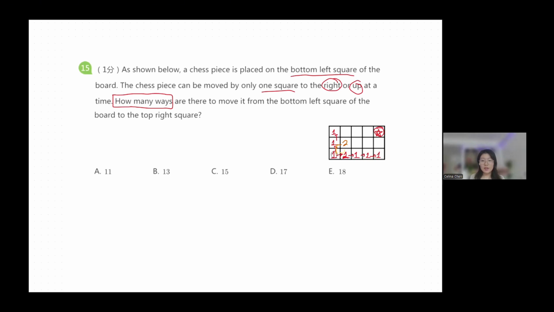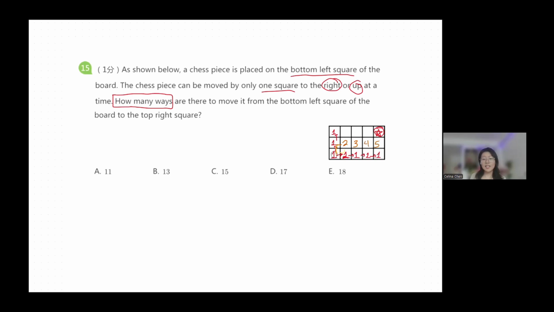Now let's try this center block right here. How many paths are there to get to this block? Well, giving you a hint right here. Yes, it's 3. 2 plus 1, it's 3. What about this block? It's 4. What about this block? It's 5, because 4 plus 1 equals 5.